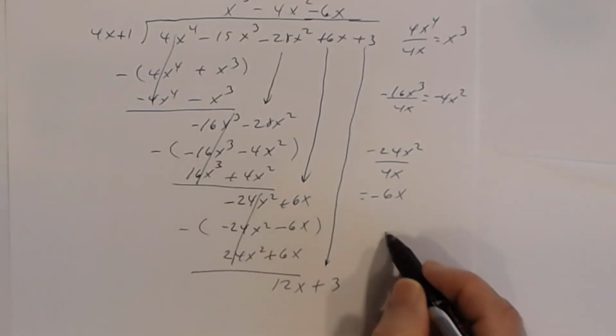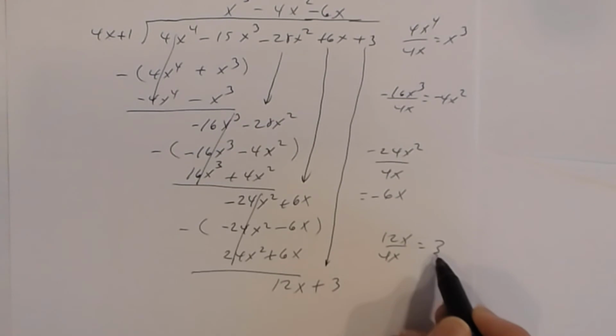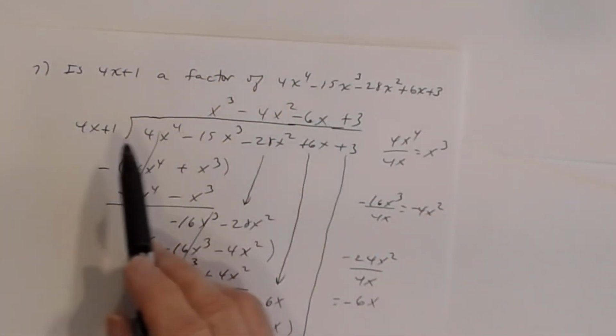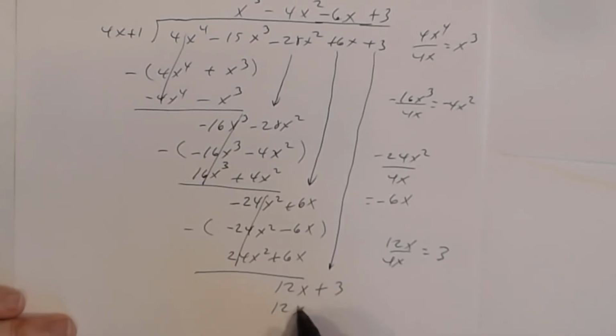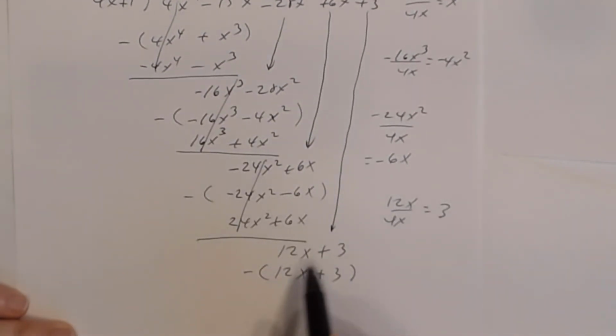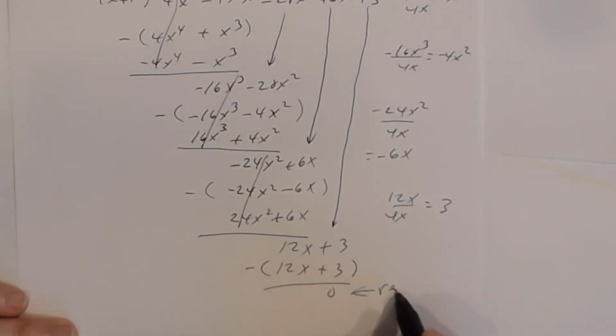So 12x divided by 4x is 3. So that's going to go here. 3 times 4x is 12x. 3 times 1 is 3. Now we subtract. Now I want you to notice that, see this and this are the same? So when you take this and subtract itself, you're going to get 0. So notice the remainder is 0.